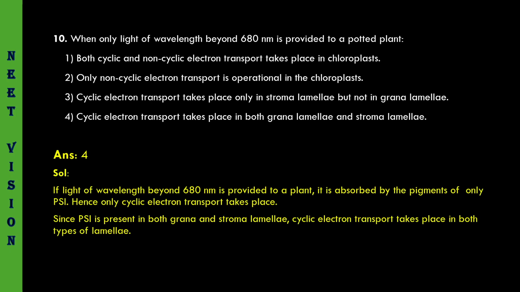This is the explanation. If light of wavelength beyond 680 nanometers is provided to a plant, it is absorbed by the pigments of only PS1. Hence, only cyclic electron transport takes place. Since PS1 is present in both grana and stromal thylakoids, cyclic electron transport takes place in both types of thylakoids.